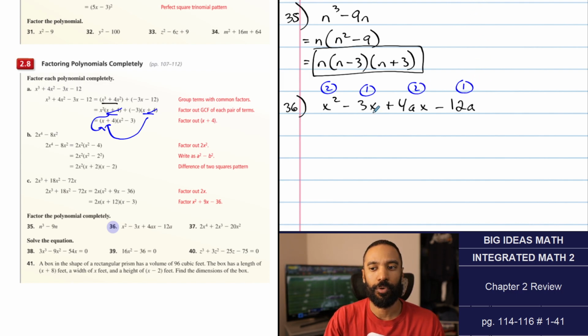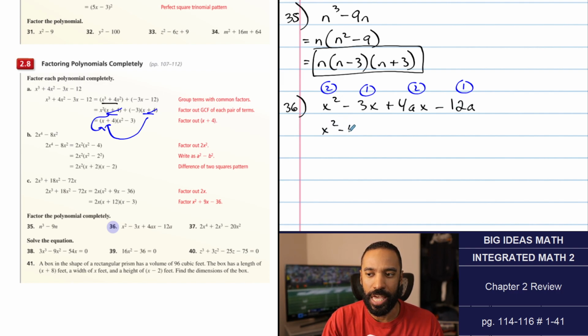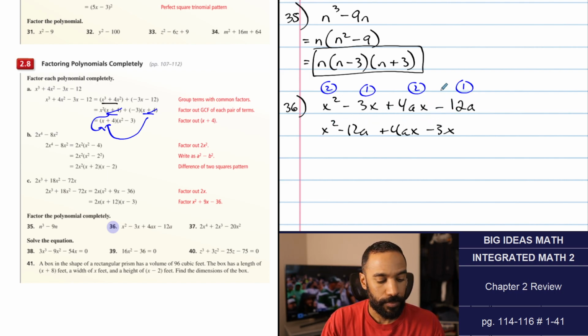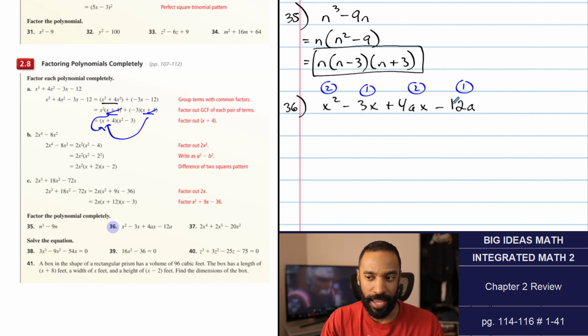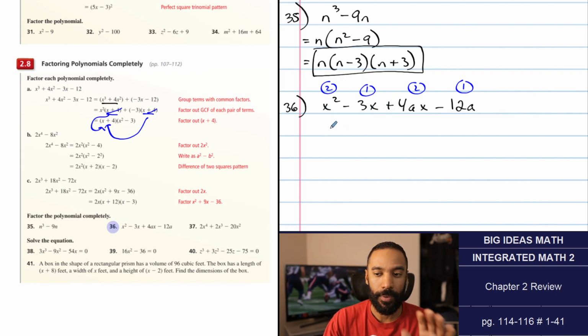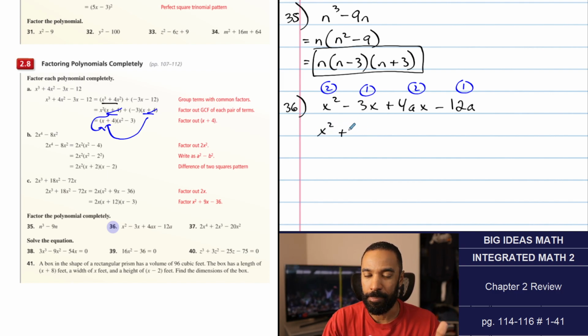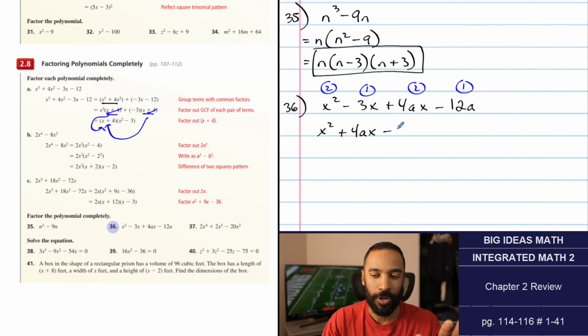Doesn't mean it won't work for what they gave us, but if they put this, it wouldn't work. And this is still degree 2, 1, 2, and 1. X squared needs to be at one end, negative 12a needs to be at the other end. Not necessarily ends, but they need to be paired up with other sets of terms. So this would have worked, but I'd rather put it in standard form, just because there's a case where you might not be able to, like I just showed. So instead, I'm going to do it to guarantee that it will work.